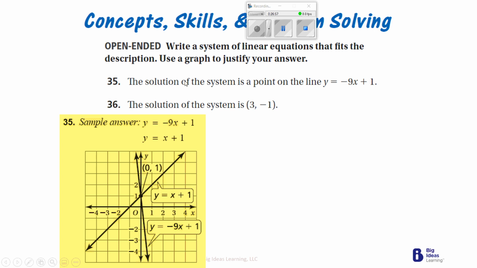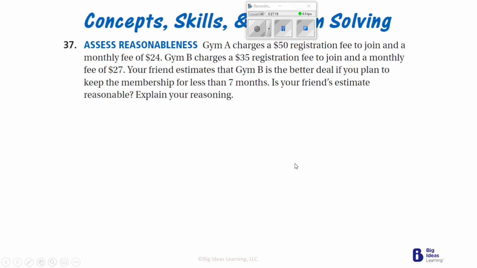Now it's time to write a linear equation that fits the description. We're saying if you go through y equals x plus 1, you'll also meet here because you're crossing 1 and you're going to go up 1 over 1, up 1 over 1. So eventually you will cross right there at 0 and 1. Okay? Let's go to number 37.